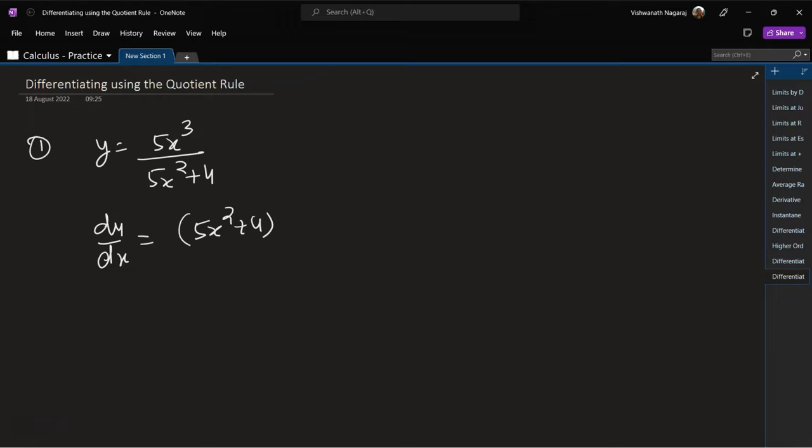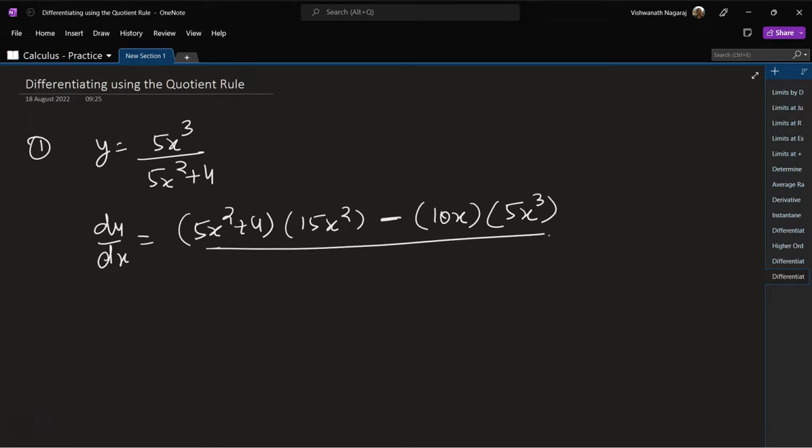Okay, dy by dx. The rule says that you take the denominator, write it as it is, 5x square plus 4. Now differentiate the numerator, so 15x square, minus the derivative of the denominator, so 10x, times the numerator as it is, divided by the denominator to the power of whatever is there plus 1. So 1 is there, so 2, square. That's the only calculus part.